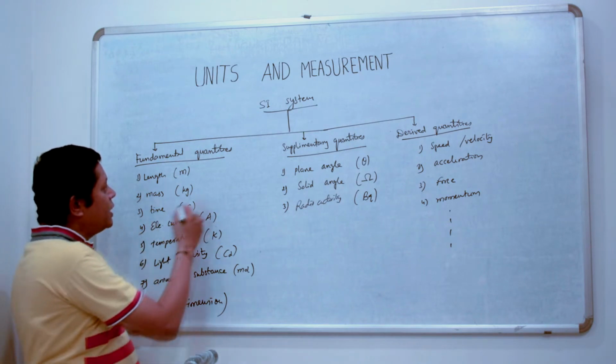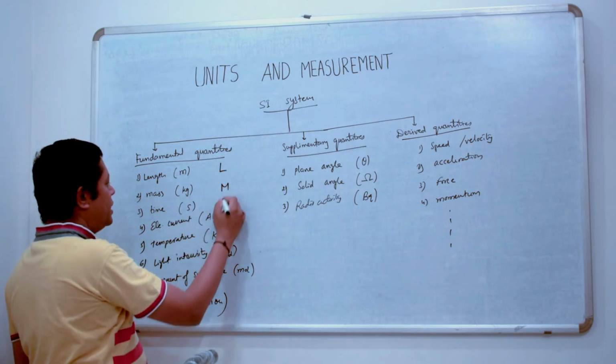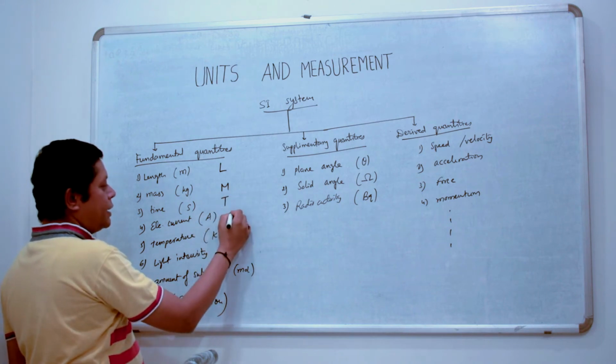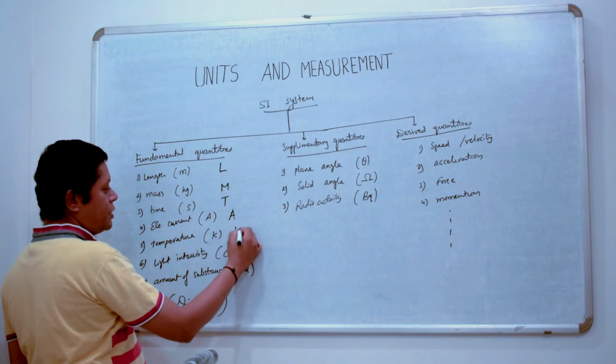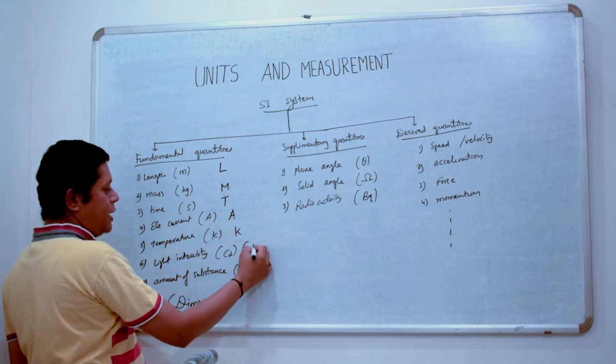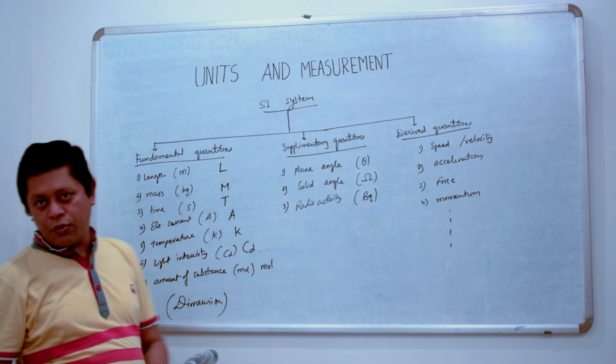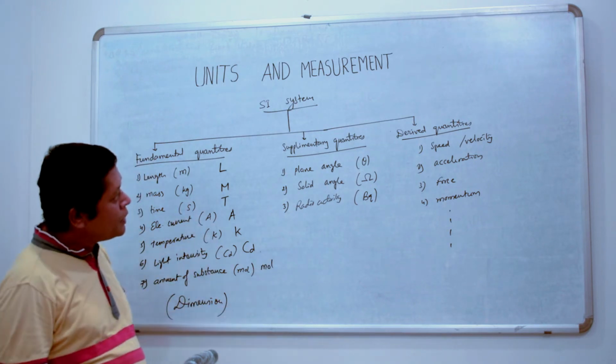The dimension for length is capital L, for mass it is M, for time it is capital T, for electric current it is ampere, for temperature it is Kelvin, K, for light intensity candela, and for amount of substance mole. So these are the dimensions for these fundamental quantities.